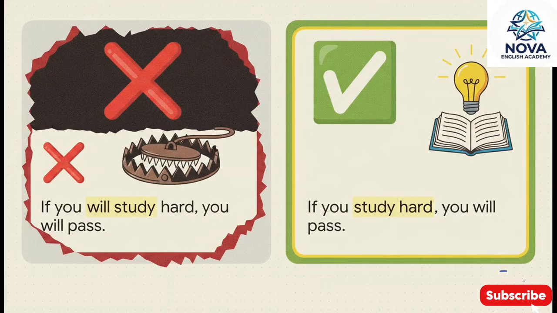Now let's look at a super common trap. Listen to this mistake. If you will study hard, you will pass. Actually, scratch that. Do not say that. It's incorrect. You want to avoid putting will inside the condition clause. The general rule is to use the present simple immediately after the word if. So the correct way to say it is, if you study hard, you will pass. Just remember to save the will entirely for the result part of the sentence.